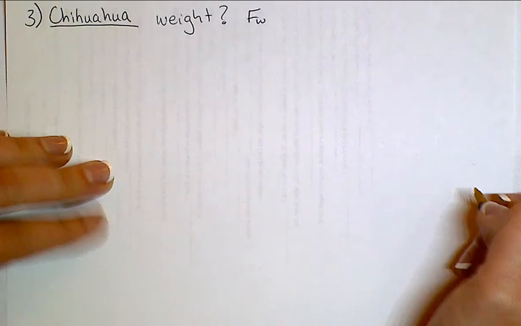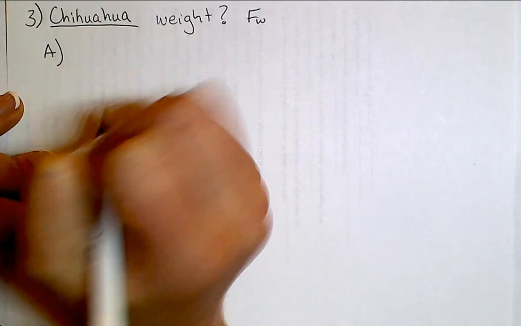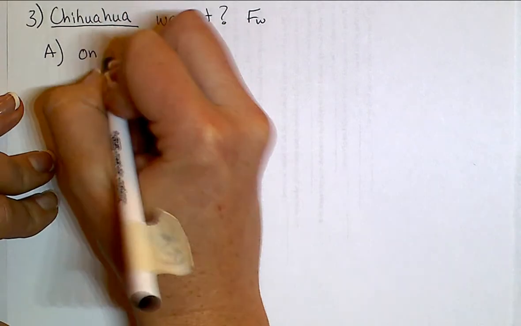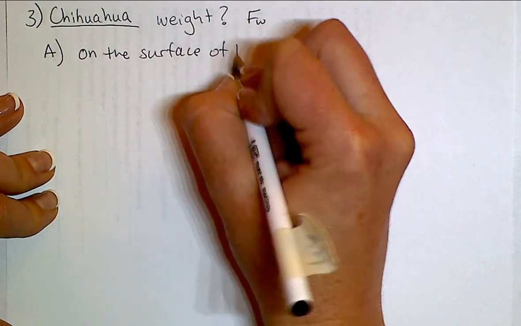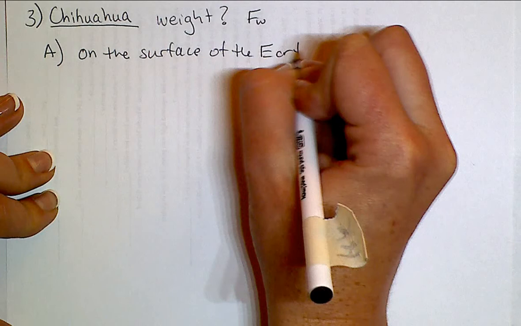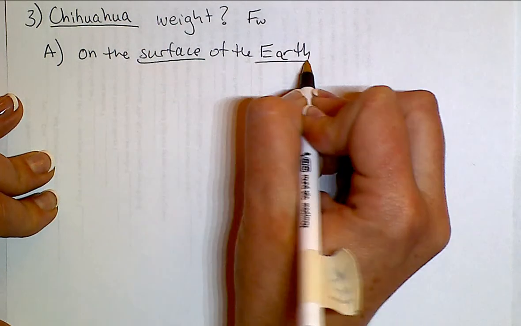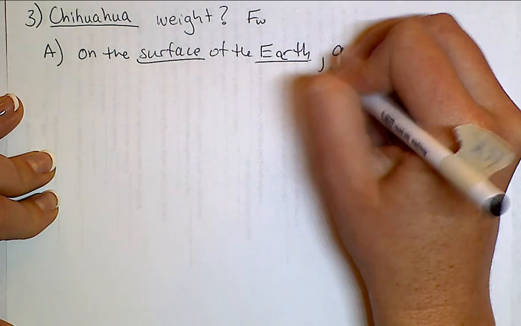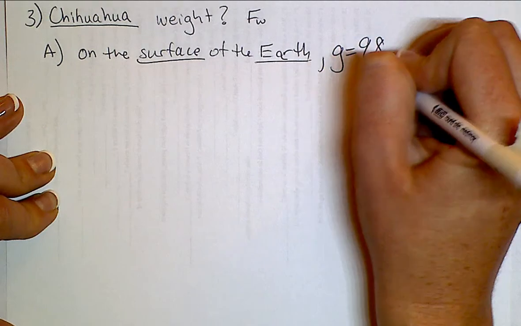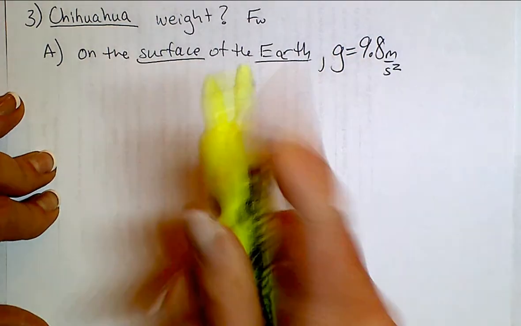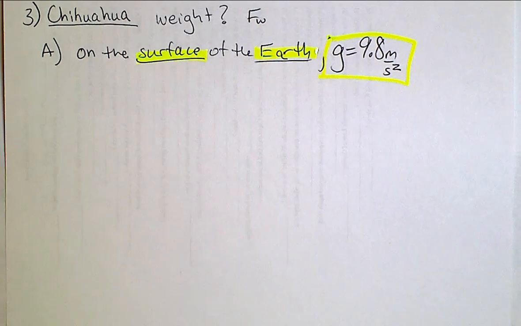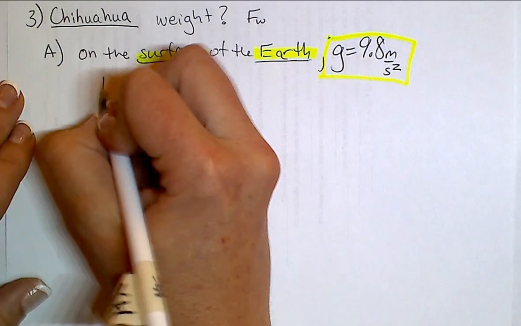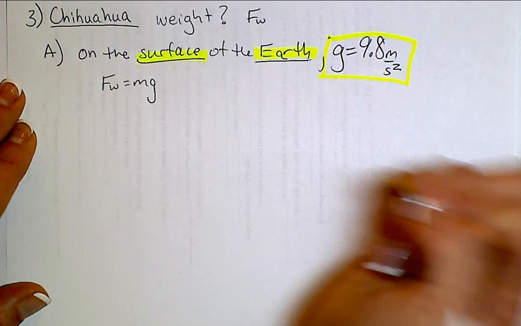Part A is really nice because since it is specifically on the surface of the Earth, this here tells me that G is equal to 9.8, only because it's the surface of the Earth. This takes us back to what we were doing for the past few weeks. I can just use FW equals mg. I don't have to do anything new or different.